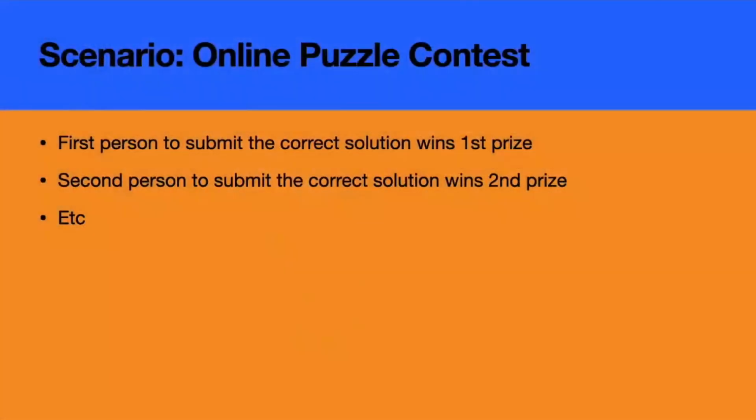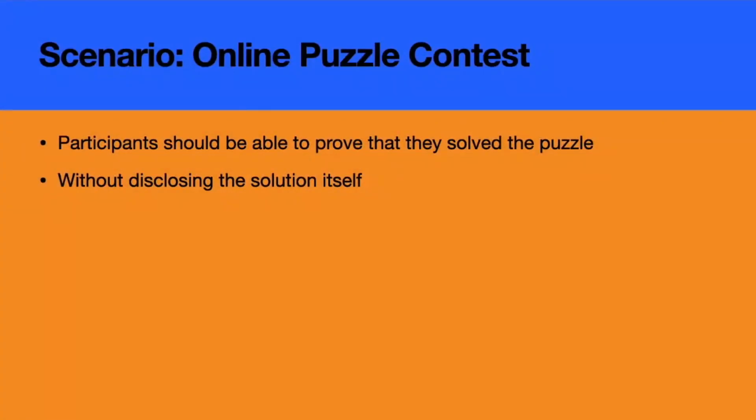So here's a scenario. We are organizing an online puzzle contest. The first person to solve our puzzle will win the first prize. The second person to solve our puzzle will win the second prize, etc. So it's important that the contestants are able to prove that they have solved a puzzle without disclosing the solution of the puzzle.